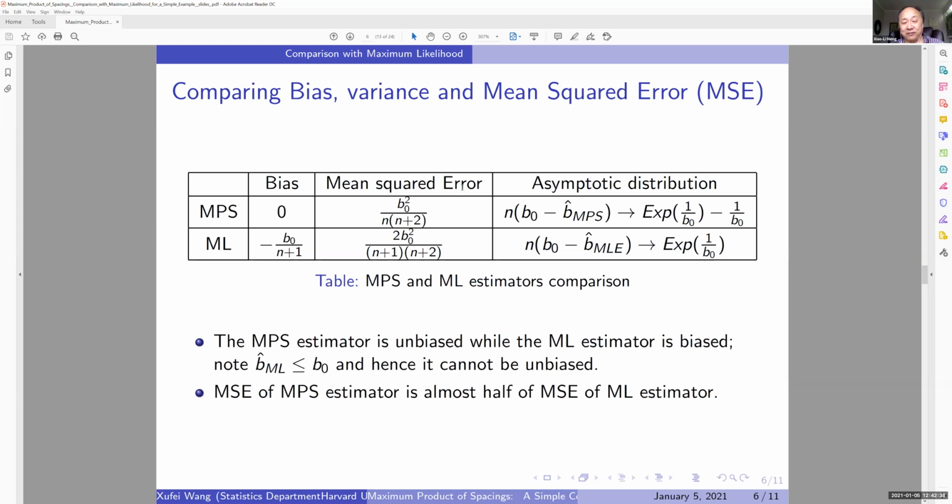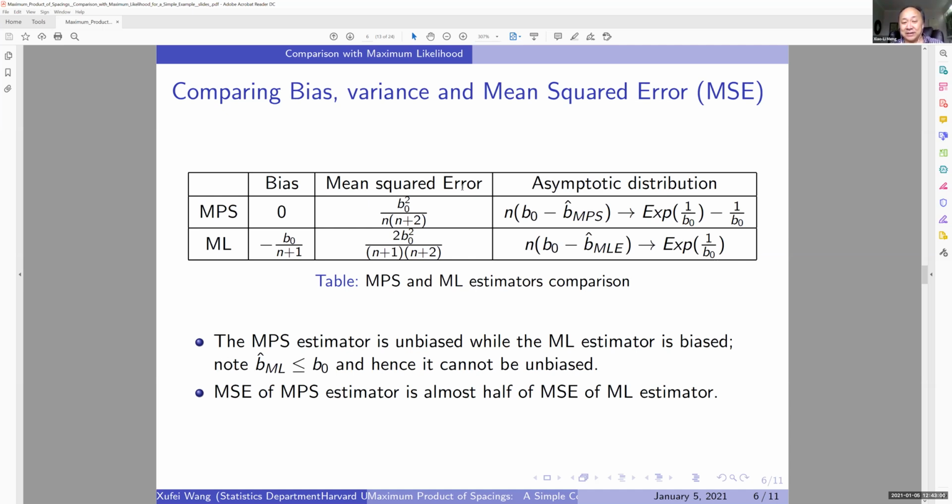First, you notice that the variance goes down as 1 over n squared, not 1 over n, okay? Usually everything goes down as 1 over n, but for this kind of problem it's much easier to estimate the bounds, because the maximum value has to be larger than your maximum observation. So there is more information in the data.